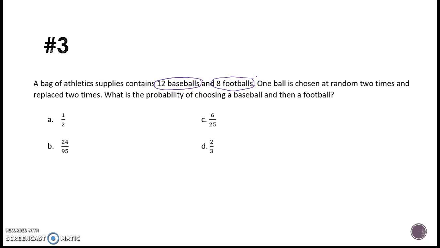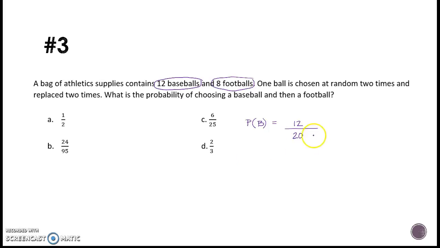1 ball is chosen at random 2 times and replaced 2 times. What is the probability of choosing a baseball and then a football? All right, so the probability of a baseball is, so on the top we put what we're looking for, right? In this case baseballs, so there's 12 baseballs, and on the bottom is always our total. So there's 12 baseballs, 8 footballs, so there's 20 balls in the bag.